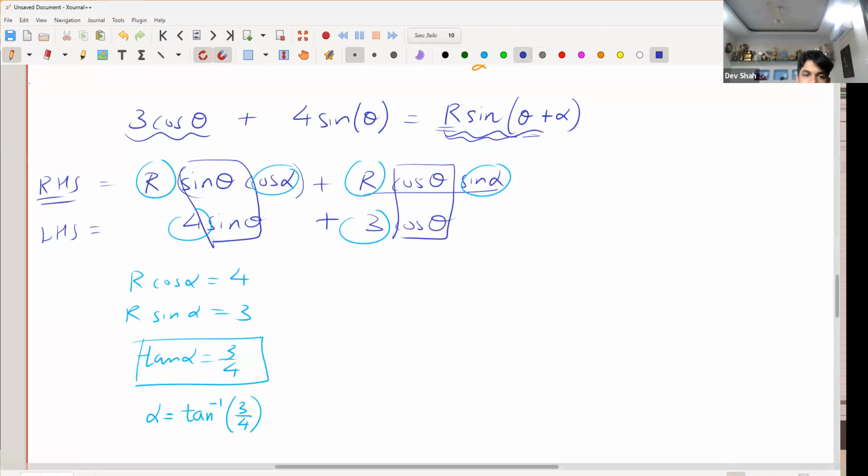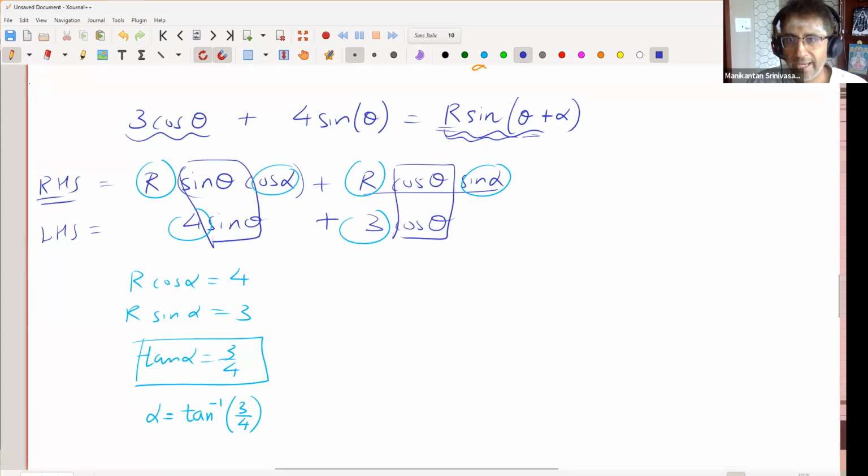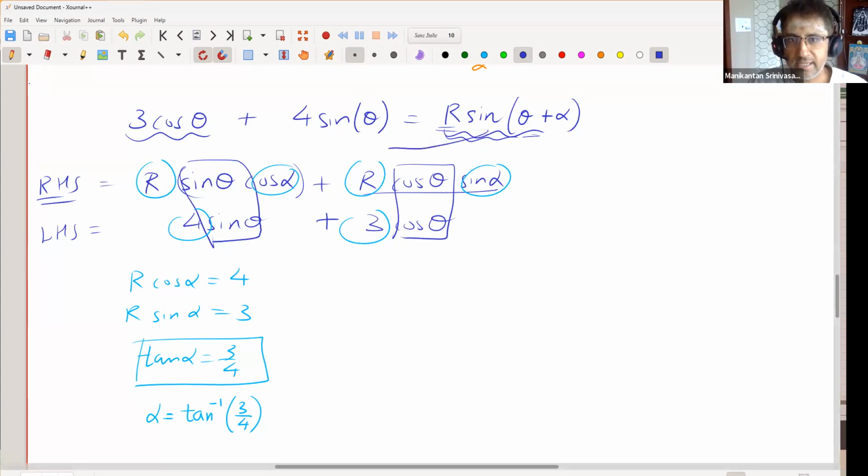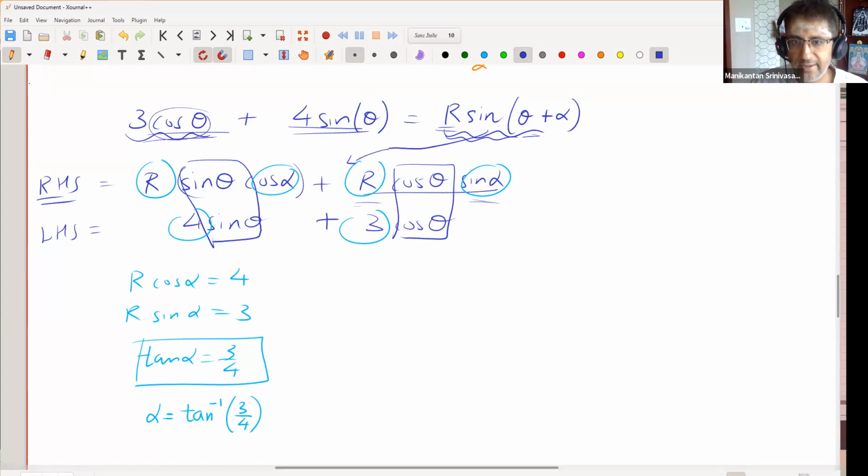Can you explain this again? I didn't understand the whole R, like why is R cos alpha 4? You understood how I expanded R sine of theta plus alpha as this. Yeah. Okay, and then I try to match terms with the left hand side. Whatever is the coefficient of cos theta, the magnitude was R sine alpha.